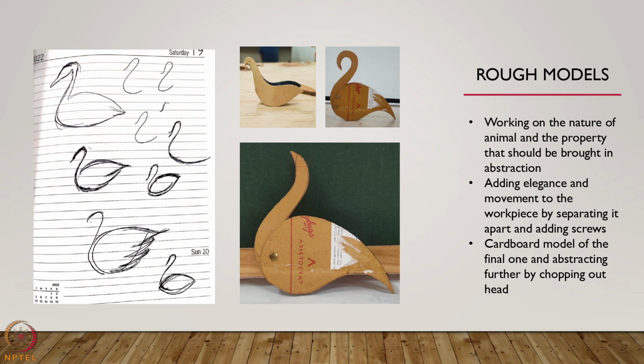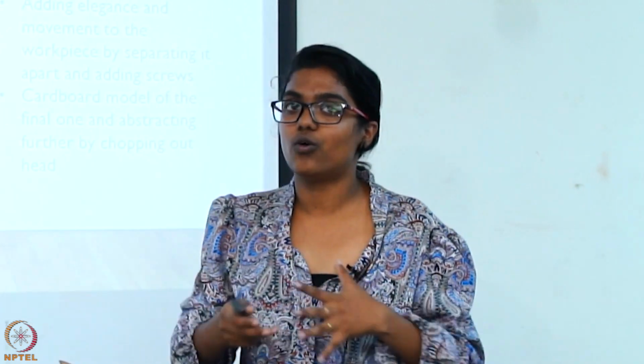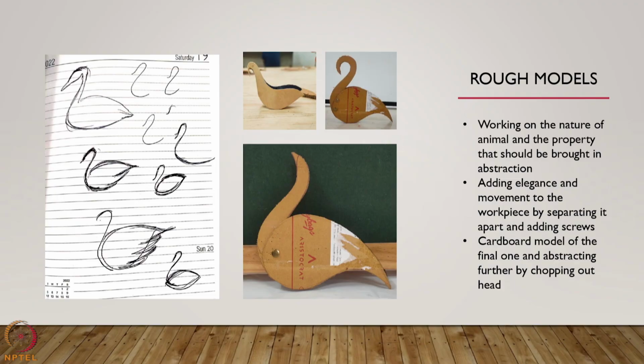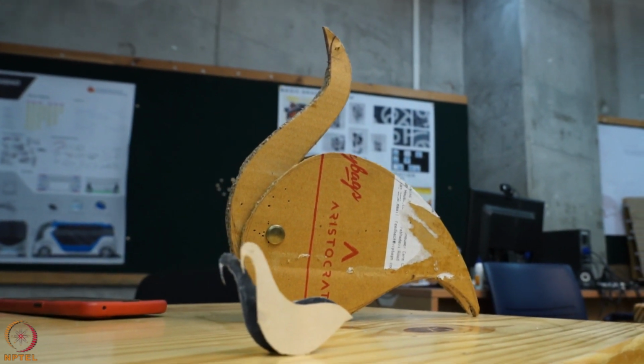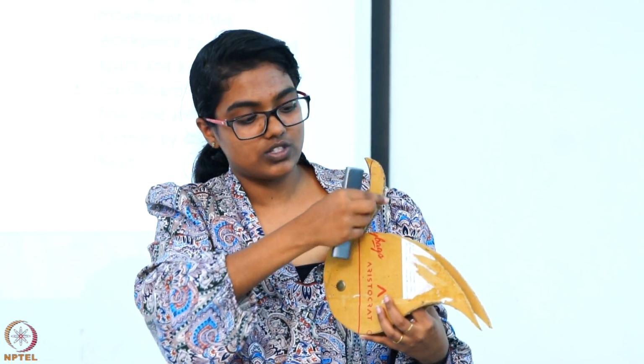But the problem with this was that the neck was too bent, so it could be understood it was a swan. So we have to abstract it. That was the whole idea of the assignment. We chopped off the neck and came up with this model. The curves show the elegance, and we have a chopped neck, which is also very curved. It has a curvy nature.